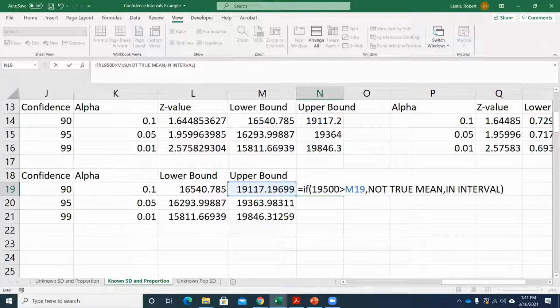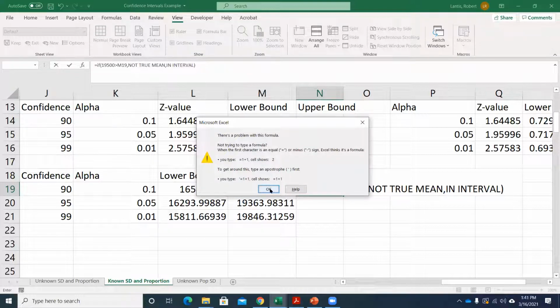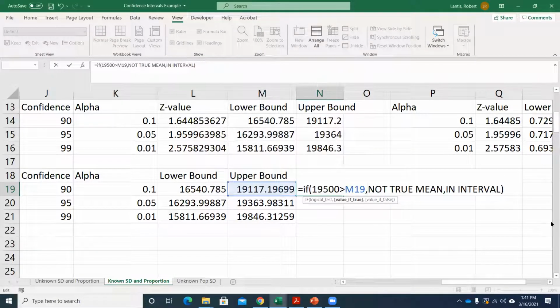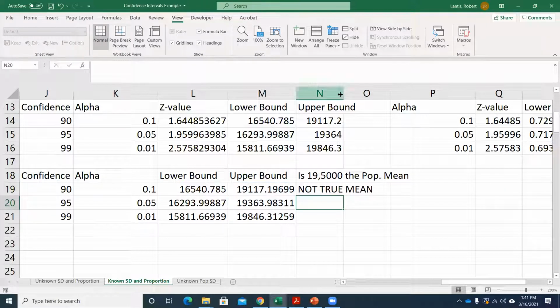If this statement is false, and it's actually in the interval, then in this cell, I want the cell to read that the population mean is in the interval, that 19,500 is in the interval. Now, I made a mistake here. If I hit enter, it's going to be really mad at me. Okay. So one thing that you need to tell Excel, if you ever want it to put text in somewhere, the text has to be surrounded by quotation marks, right? So if the statement is true, put the text not true mean. If the statement is false, put the text in the interval, and now we get that.